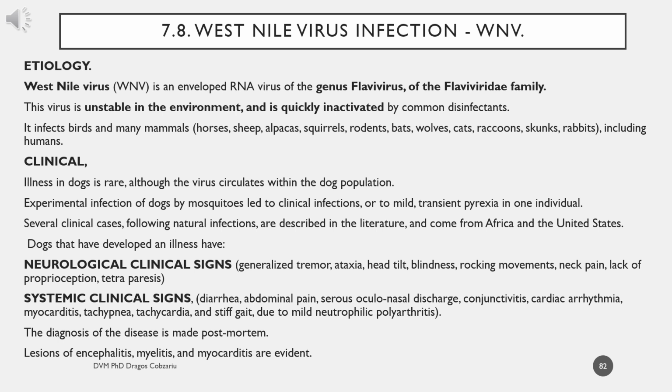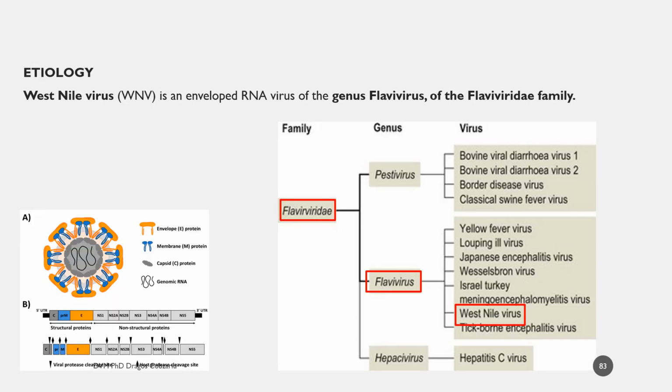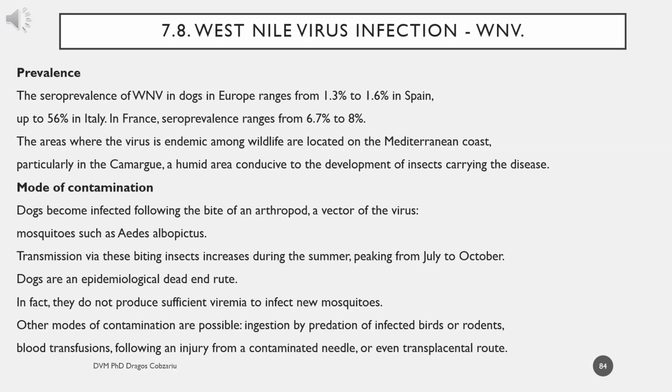The diagnosis of the disease is made post-mortem. Lesions of encephalitis, myelitis, and myocarditis are evident. Prevalence. The seroprevalence of WNV in dogs in Europe ranges from 1.3% to 1.6% in Spain, up to 56% in Italy. In France, seroprevalence ranges from 6.7% to 8%. The areas where the virus is endemic among wildlife are located on the Mediterranean coast, particularly in the Camargue, a humid area conducive to the development of insects carrying the disease.